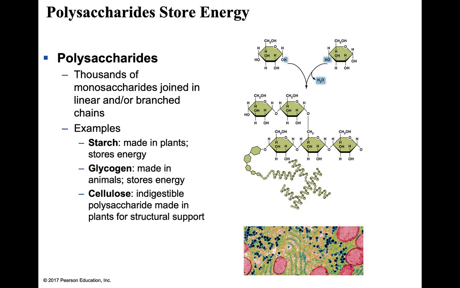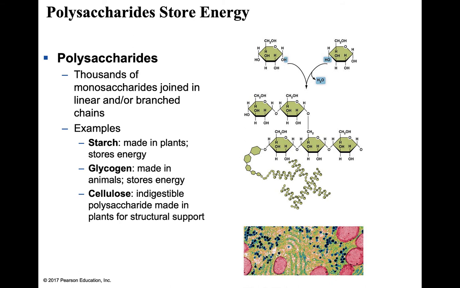Now, we store glucose in our body as glycogen. Now, we have a very limited capacity to store glycogen, and in humans, we find it primarily in 2 places, the liver and skeletal muscle, with the liver having the majority of glycogen. Now, starch is a polysaccharide that's found in plants, and that's how plants store energy.